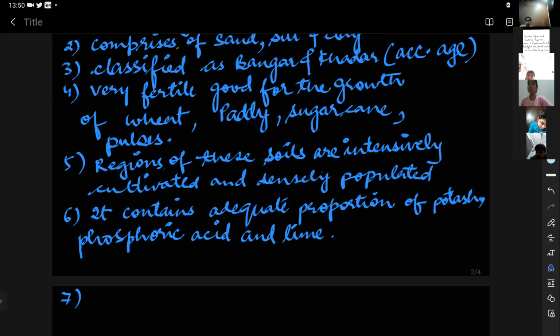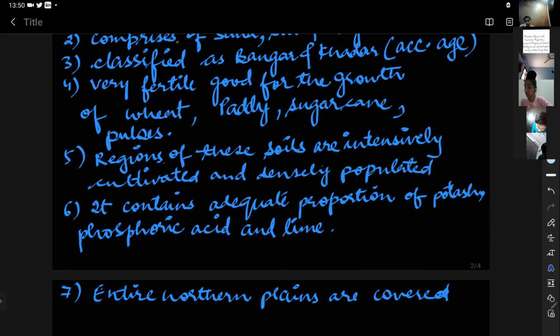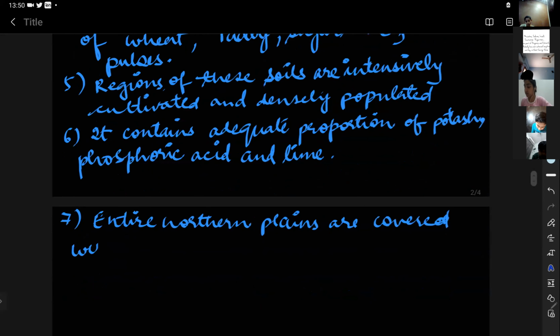Done? Yes, ma'am. And the last point that you will be writing is about the regions where this soil is found. Entire northern plains are covered with it.